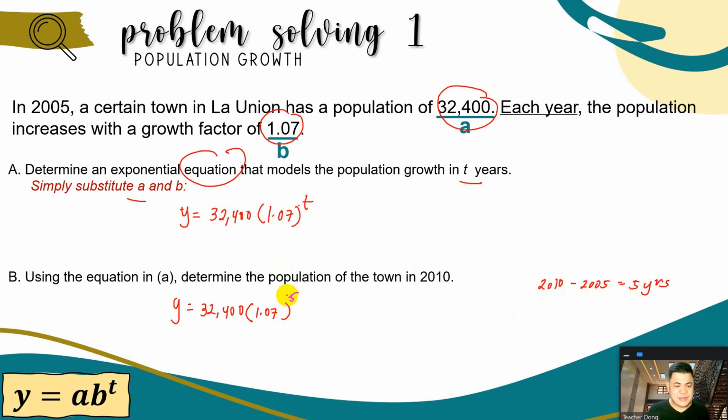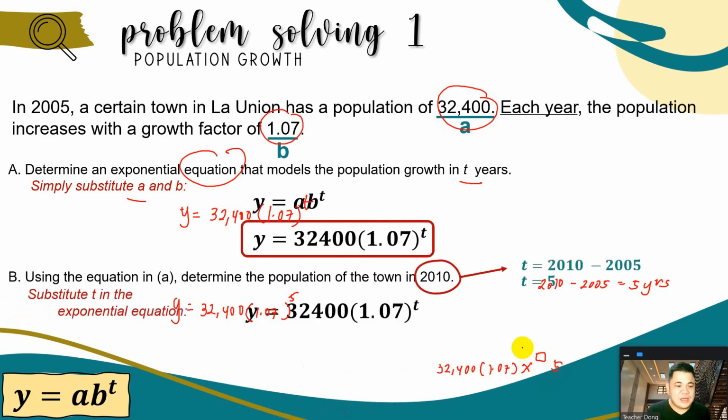And then after that, simplify using your calculators. If you have your calculators, all you need to do is enter 32,400, open parenthesis, 1.07, close parenthesis. And then you will see on your calculators, it might be a second function or shift. You may have to click the shift first before you can see this symbol. And then after this symbol, we have 5. Alright, so what is the answer?